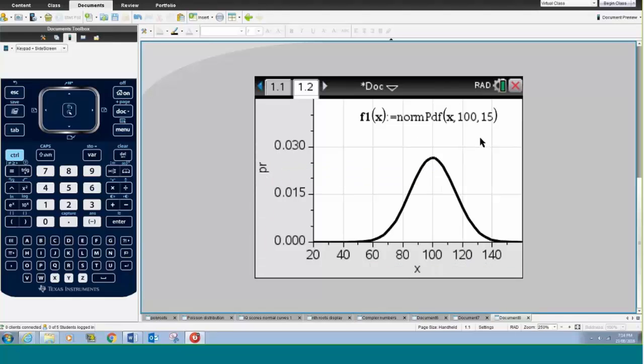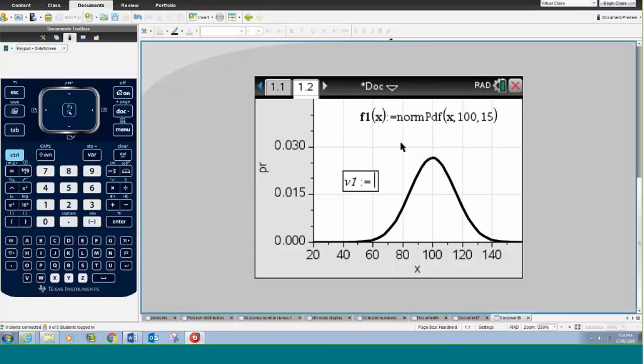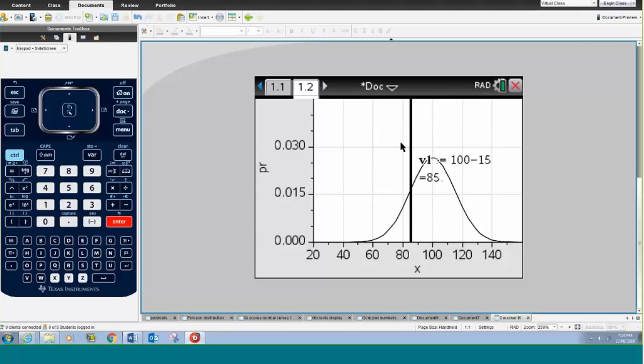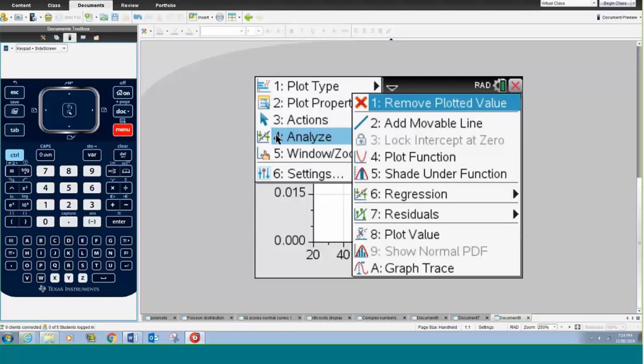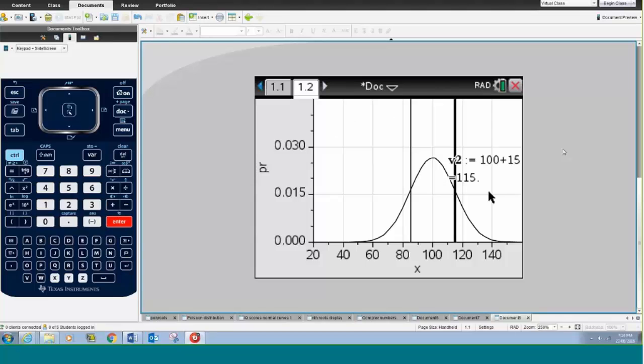So next, we would like to see what happens if we are one standard deviation from the mean. So again, we go to menu, analyze, and we have plot value. So I can say 100 minus 15, which is one standard deviation below the mean. And if I do the same plot value, but this time I go 100 plus 15, that gives me one standard deviation above the mean. So I have the curve here, one below the mean, one above the mean.